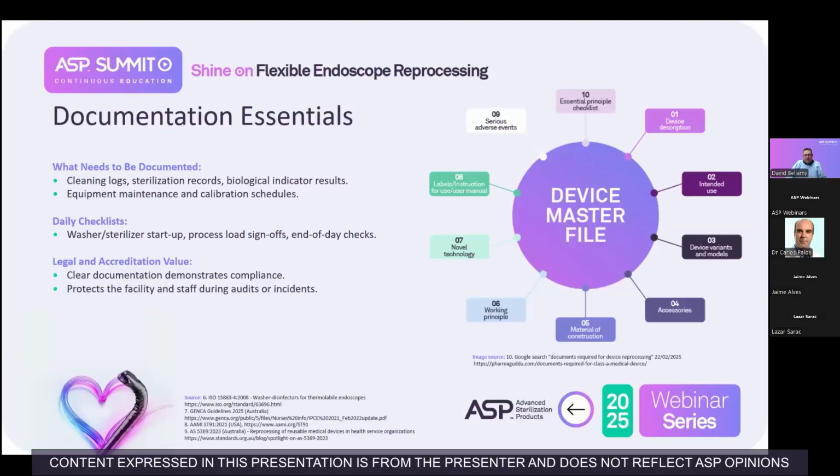Document essentials. So according to the standards, documents must include verification records. You've got all your cleaning logs, sterilization records, any kind of biological indicator results. Also looking at equipment maintenance and calibration schedules. And also you've got your washer, sterilization, startup process logs as well. Daily checks are recommended, and this helps maintain daily operations, ensuring accuracy and compliance. And looking at the drying cabinet, pre-use checks are carried out as well, documenting parameters like temperature, detergent levels, filter status, just some examples of what can be done.